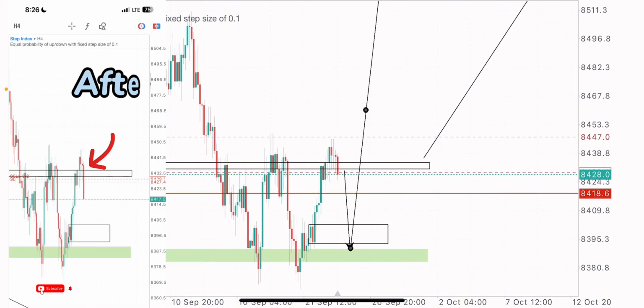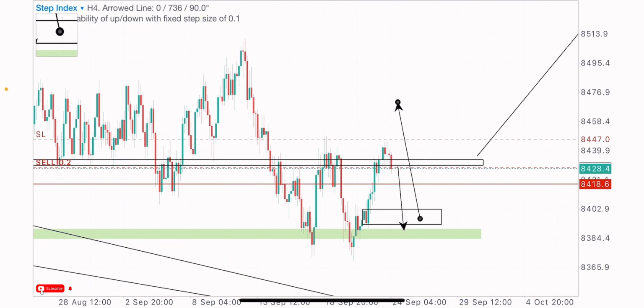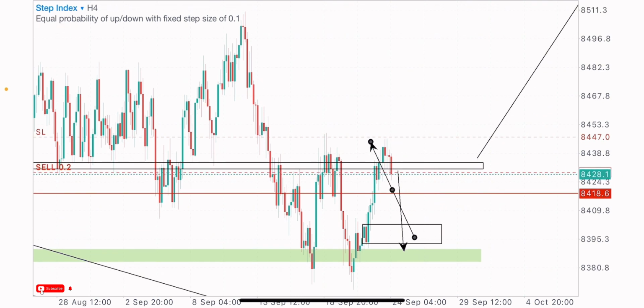Short-term sells expected. That's why I took these sells, and I'm using a lower lot size on a higher time frame. This is the 4-hour time frame. Remember, step index can be volatile. It's a volatile index, I would say, right? That's why I had my stop loss at this level on this 4-hour time frame on step index. My TP level is at this zone basically, and I'm using a lower lot size, 0.2.